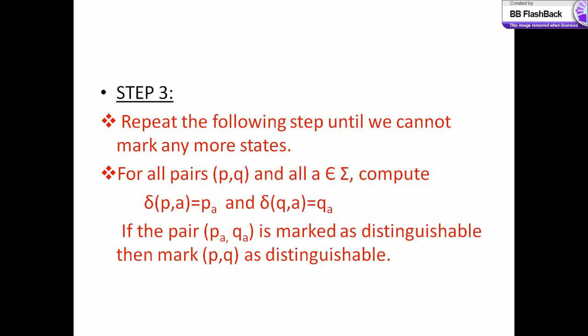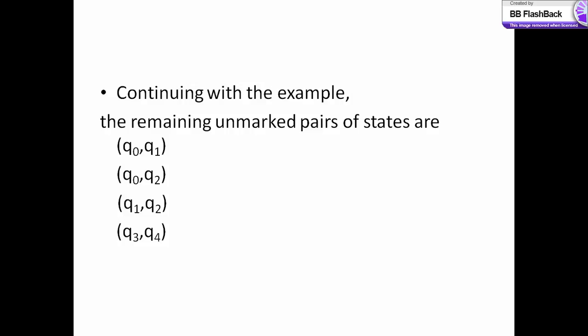to compute a transition function for all alphabet symbols, like the transition function delta of p comma a and delta of q comma a. So that will yield another pair, and we are going to check whether this pair can be marked as distinguishable. If this pair can be marked as distinguishable, then we can mark the pair p comma q also as distinguishable.